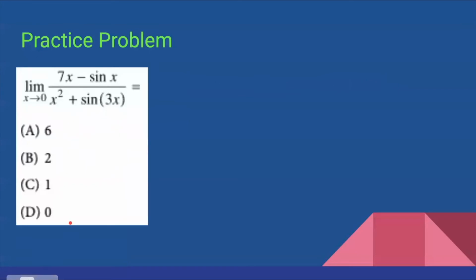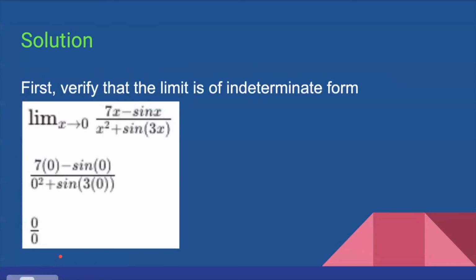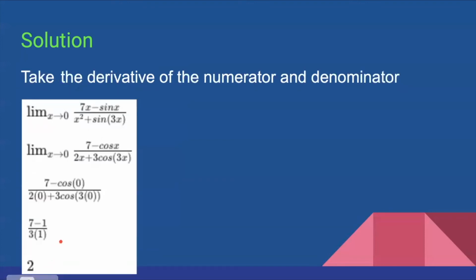All right, so now here's another practice problem. And this is actually a problem on the AP Calculus AB exam. Okay, so the answer, so first you need to plug in 0 for x to make sure that the limit is of indeterminate form. Take the derivative of the numerator and the denominator.